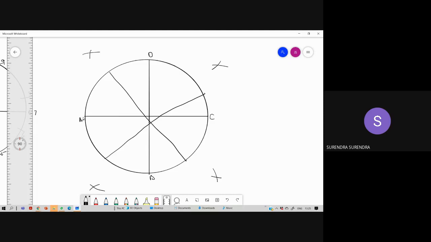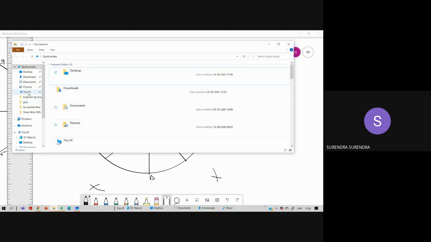Of course, by using the protractor also we will get the divisions, but it may not be that accurate. You should be very cautious while using the protractor. But if you use the compass, there is no chance of any deviations or errors. So that's why I prefer these two methods while dividing a circle into 12 or 8 equal parts. Now, coming to the next one.